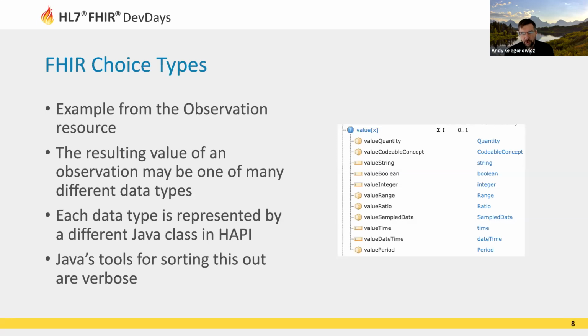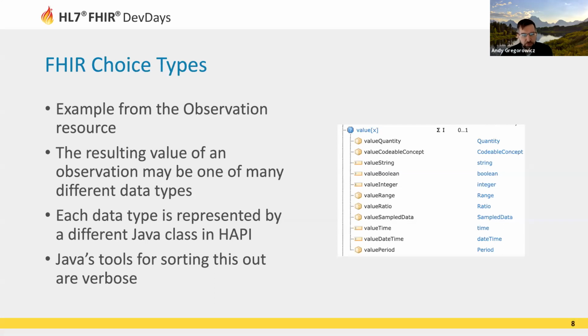That would be a floating point number with a unit, or it might be something like a value codable concept. So it might be that a test result is positive or negative, or something like that. So this choice type means that you can have different types, Java types or Java classes, being returned when you are pulling this information out of an observation resource. So if you have Java code that needs to handle pulling information out of an observation and you need to look at the value, you need to anticipate that different types will be coming out of that.